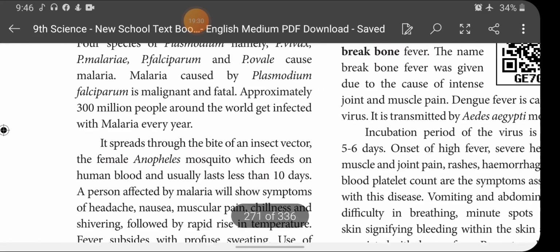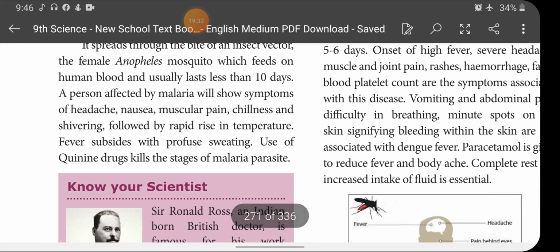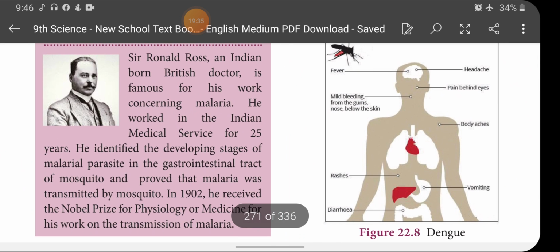Okay children, today I will stop with this. Know a scientist: Sir Ronald Ross, an Indian-born British doctor, is famous for his work concerning malaria. He worked in the Indian Medical Service for 25 years. He identified the developing stage of the malarial parasite in the gastrointestinal tract of the mosquito and proved that malaria was transmitted by mosquito. So he did an experiment on the malarial parasite in the gastrointestinal tract of the mosquito.